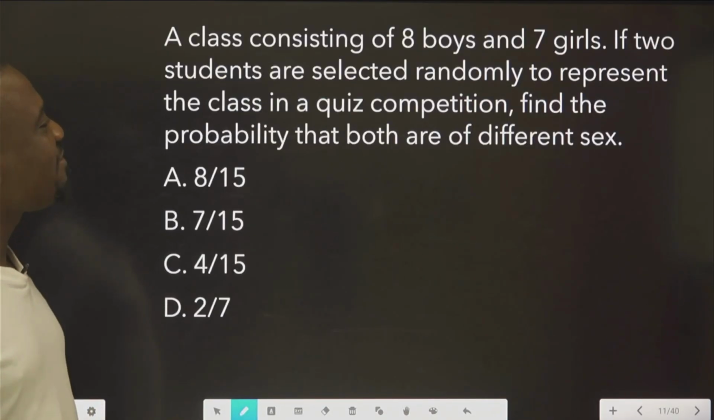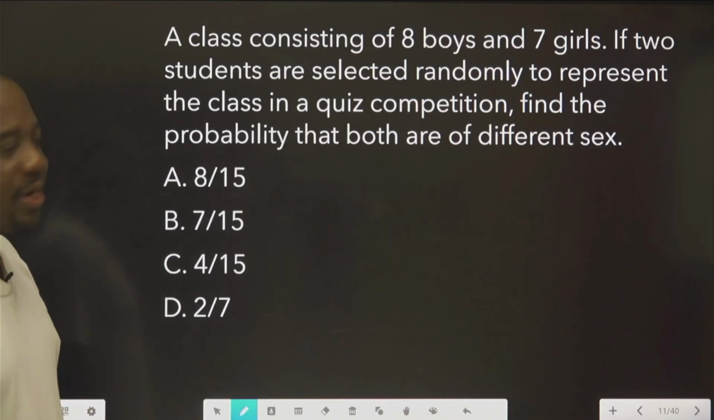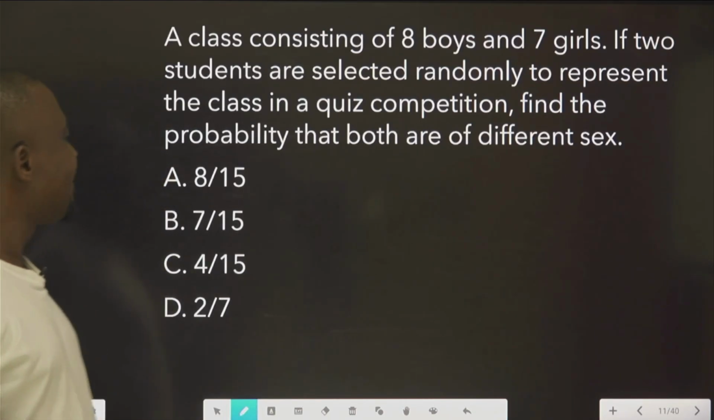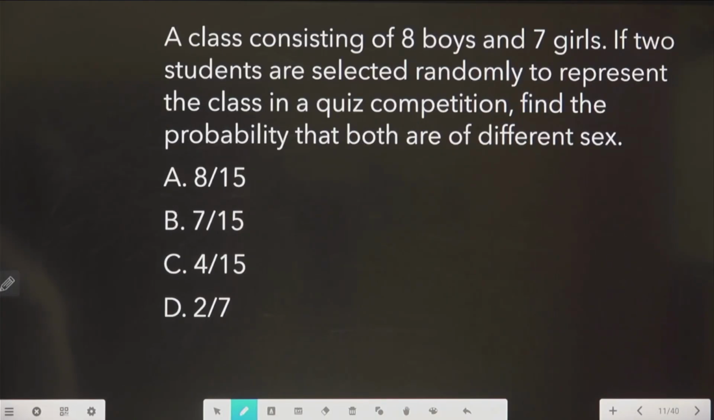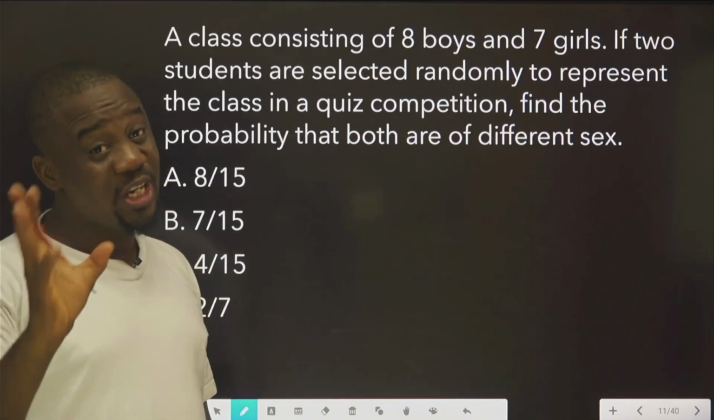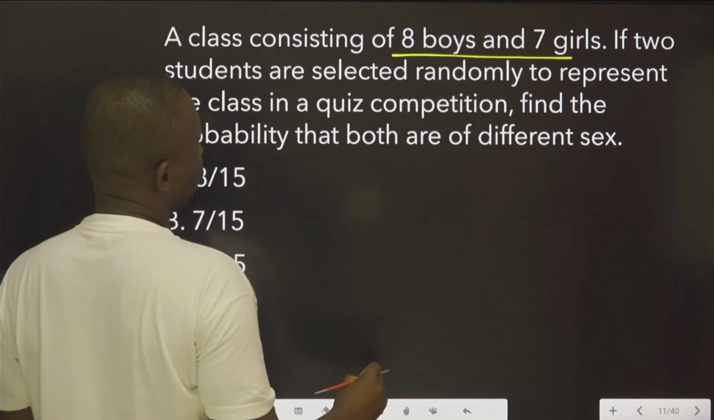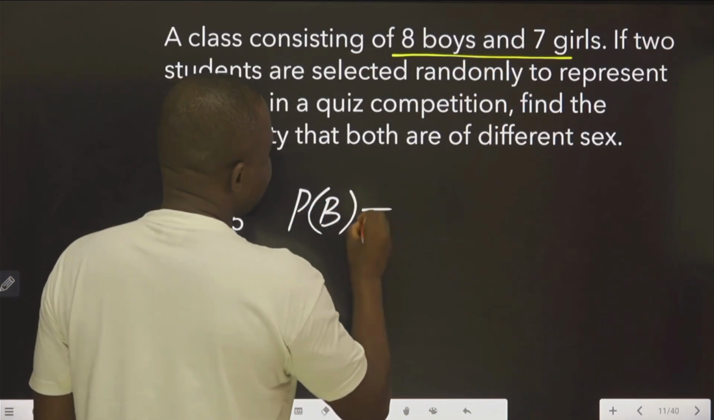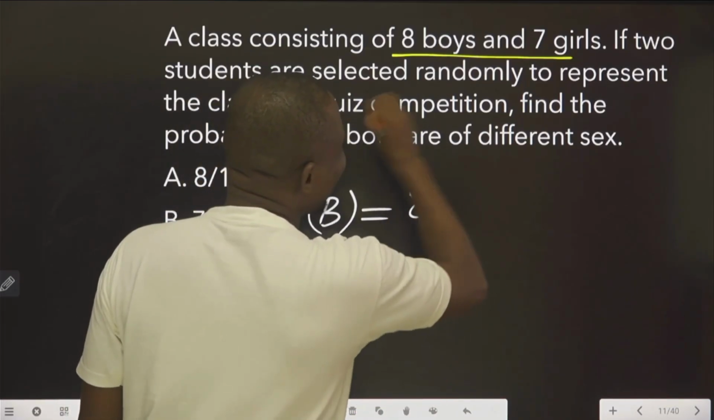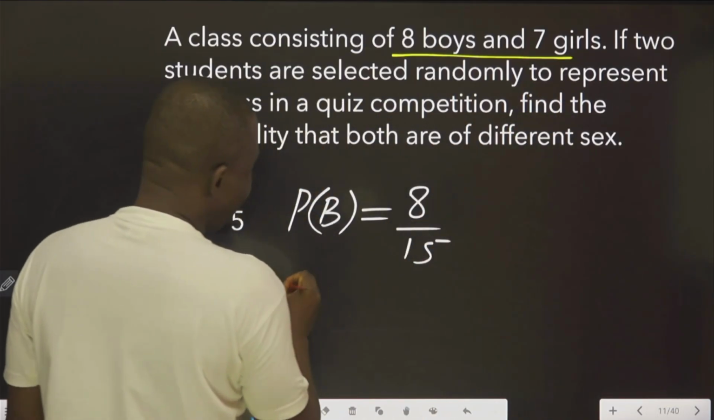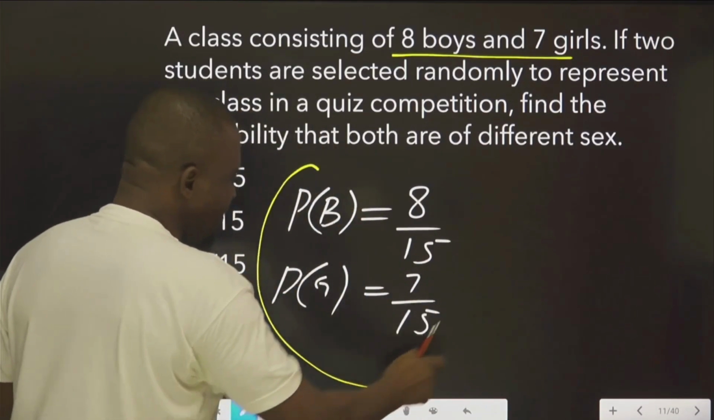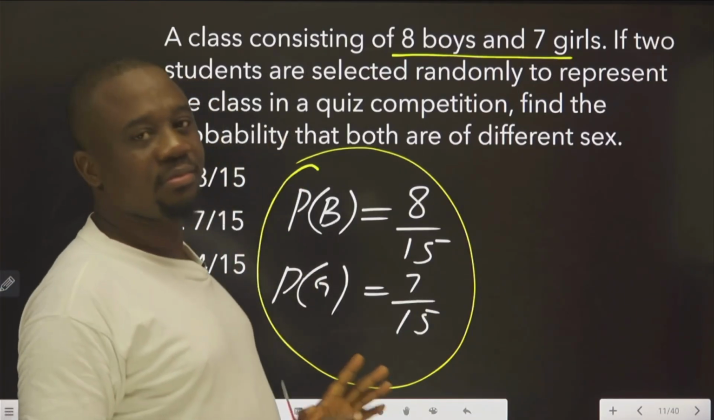Let's look at this question. A class consists of 8 boys and 7 girls. If 2 students are selected randomly to represent the class in a quiz competition, find the probability that both are of different sets. The first thing we need to do is to recognize the total. It means the probability that it is a boy is 8 over the total. The probability that it's a girl is 7 over the total. Let's just keep this one first and go for the question.